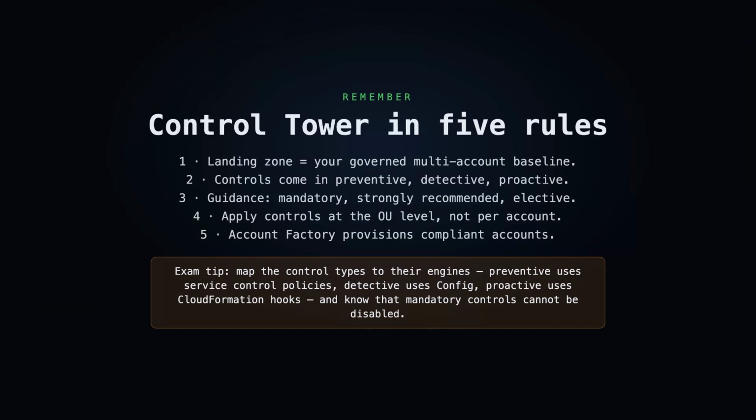In short, the landing zone gives you a governed multi-account baseline. Controls enforce it in three ways: preventive, detective, and proactive. Each control is mandatory, strongly recommended, or elective. You apply them at the OU level rather than account by account. And Account Factory provisions new accounts that are compliant from day one.